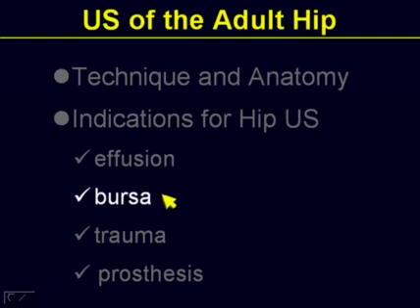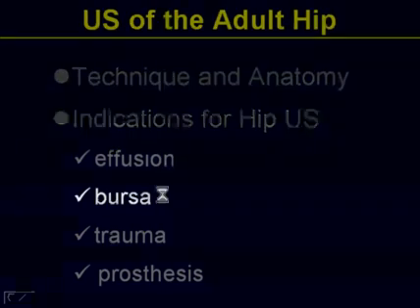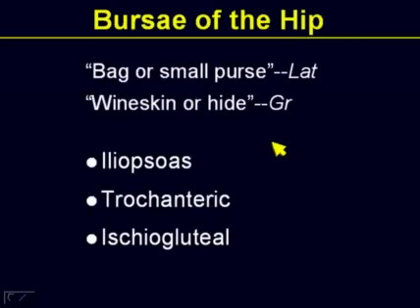Let's move on to the multiple bursae of the hip, and this is going to be important. The definition of a bursa is a small purse or bag in Latin, and wineskin or hide, but animal hide, in Greek. There are more than the three bursas that we're going to talk about in the hip, but let's concentrate on the iliopsoas, trochanteric bursa, and the ischiogluteal bursa.